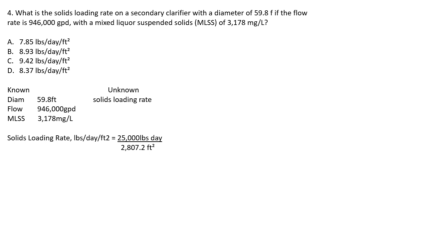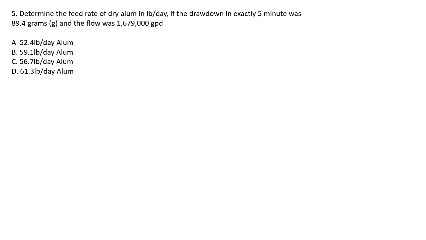So we have 25,000 pounds per day divided by 2,807.2 square feet. So when you do your division, I get 8.906. So my rounding was different in the problem, so the closest answer is going to be 8.93 pounds per day per square foot. And you'll notice that with these problems, if you round different than they do, your answer will be slightly off.